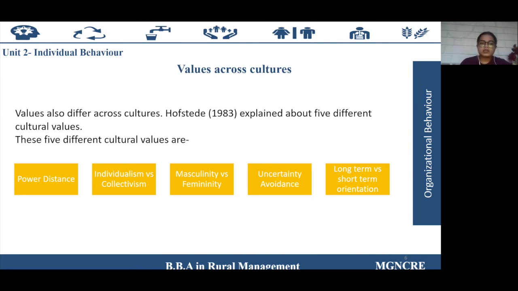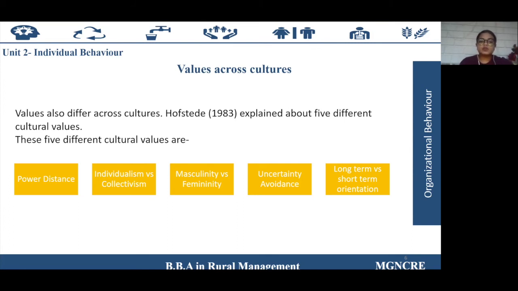So, what is power distance? It is the degree to which people believe that there is an unbalanced distribution of power in institutions and organizations. So, higher power distance in a country shows that there is no equal distribution of power in an organization and this is also accepted by the society.